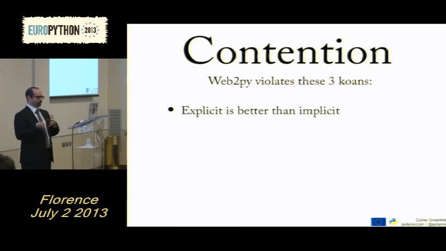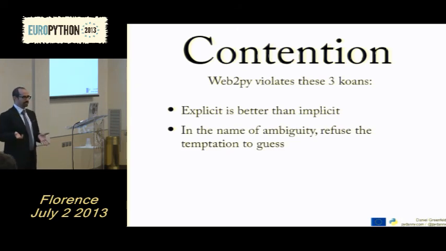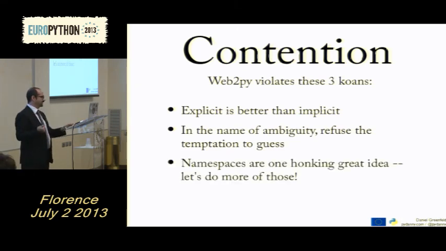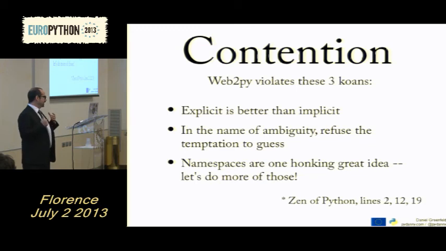And so my contention is that Web2Py breaks 3 rules in the Zen of Python: the explicit rule; in the face of ambiguity, refuse the temptation to guess; and the namespace thing that I really, really like about Python. And yeah, there they are. Those are the lines.